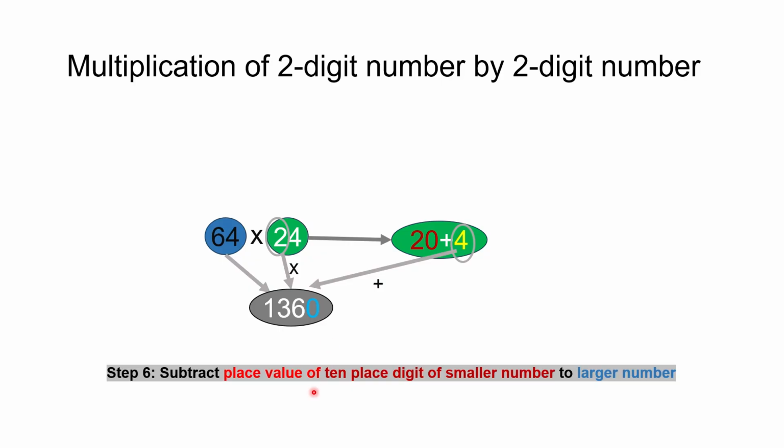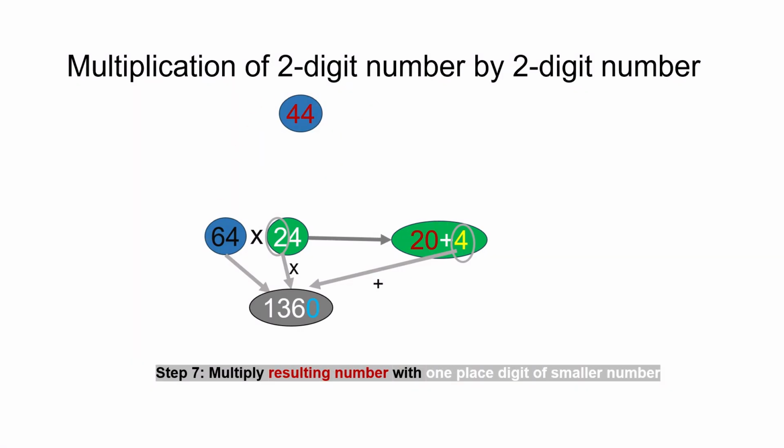So for the next number, we subtract the tens place digit of the smaller number from the larger number. In this case, the tens place digit is 2 and its positional value is 20. So we subtract 20 from 64. This results in 44. Now, the resulting number, which is 44 in this case, is multiplied with the one's place digit of the smaller number, which is 4 in this case. So we multiply 44 by 4.